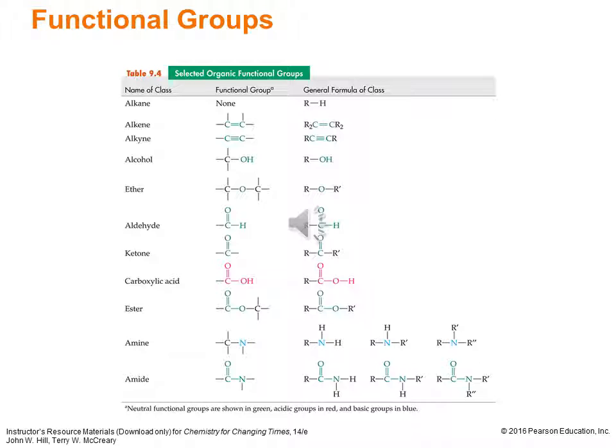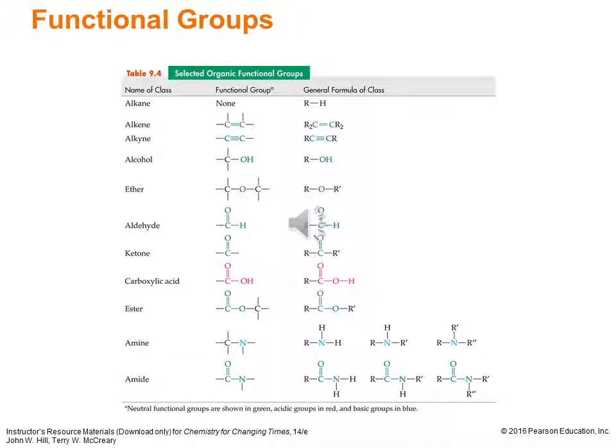Alright, so here's our table 9.4 from the text, and it gives a nice example of the different types of functional groups present. So alkanes have no functional groups, and they have just the generic RH for their formula. Alkenes or alkynes have either the double or triple bond. Double for alkene, triple for alkyne, and we see the general formulas there. Alcohols have a carbon bonded to an OH group. Ethers have an oxygen that bridges two carbon groups, so the oxygen's in the middle of two carbon groups. So you have a C-O-C bond.